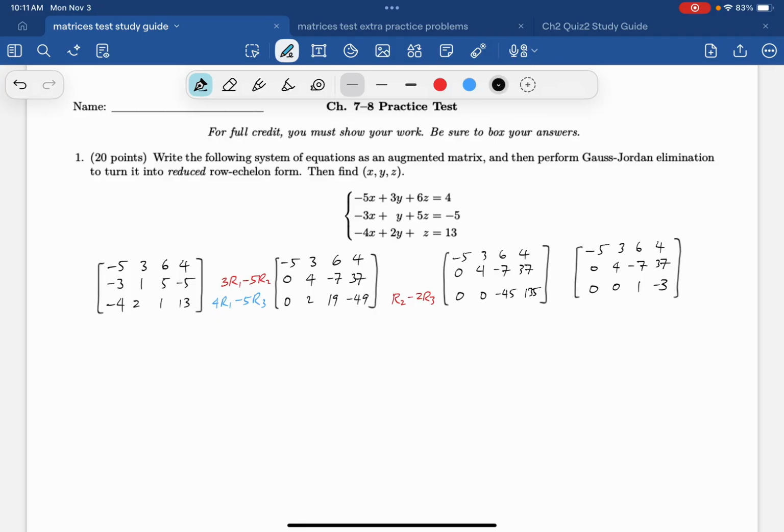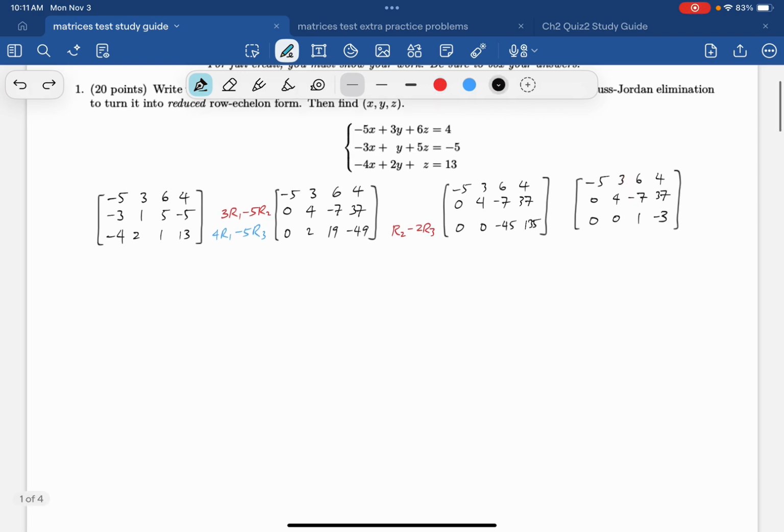Okay? So next step is to get rid of those top right elements. So I'm going to try to get rid of those two first. How do I do that? I'm going to replace the first row by R1 minus 6R3. And the second row I'm going to replace by R2 plus 7R3. That's going to give me zeros in those 6 and minus 7 positions. Okay.